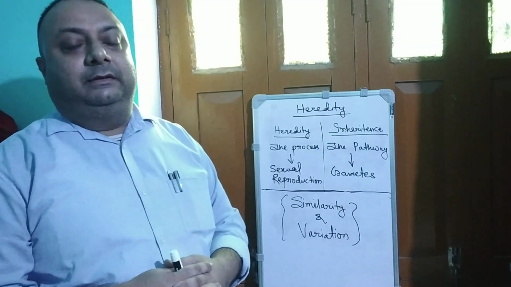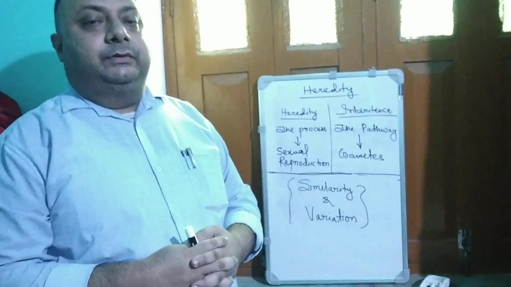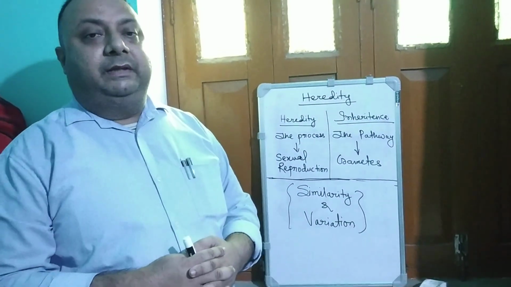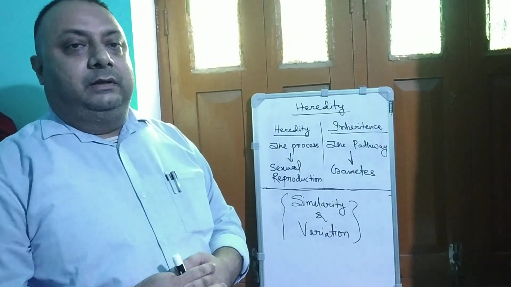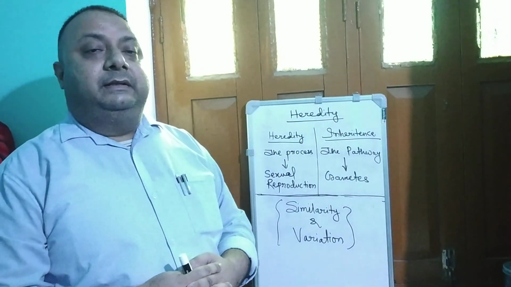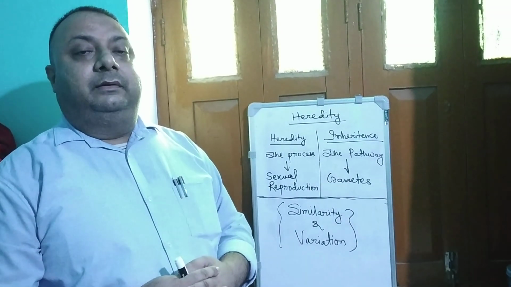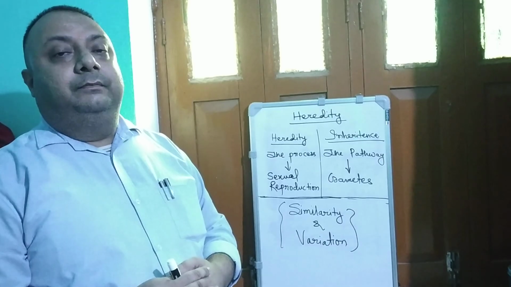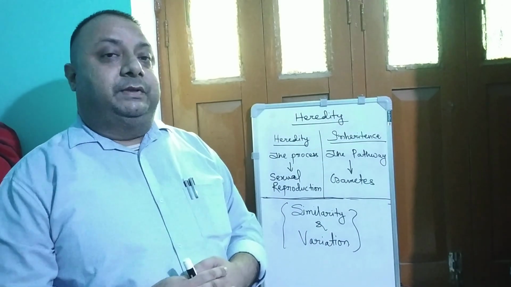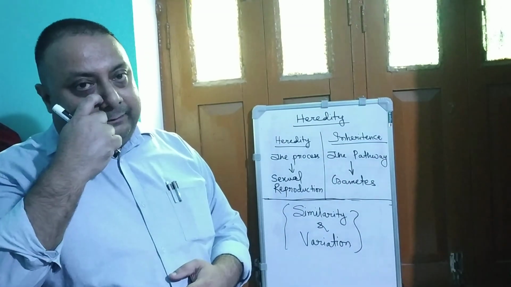Let us understand the chapter Heredity of class 10. The term heredity is basically connected with the term genetics. Then what is genetics? Genetics is the scientific study of transfer of genetic characters from parents to its progeny. What is the meaning of progeny? That is the child or children or offspring of an organism.